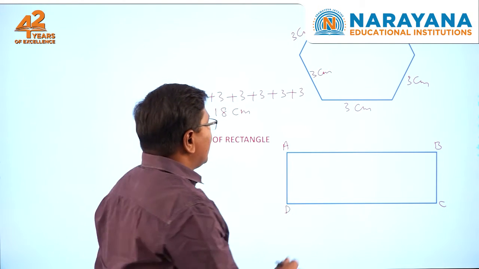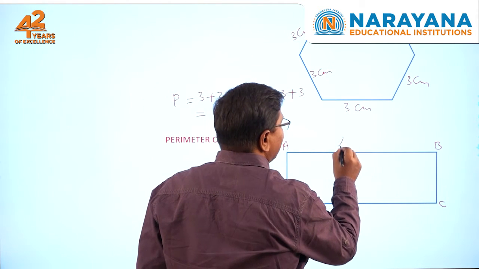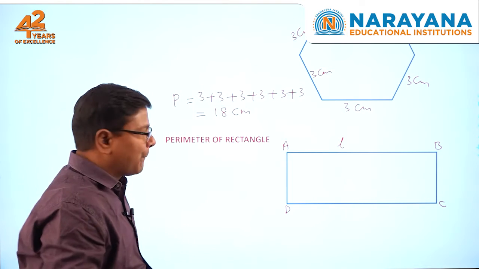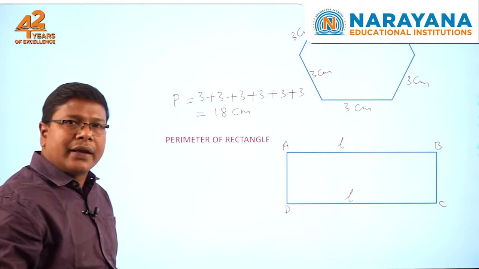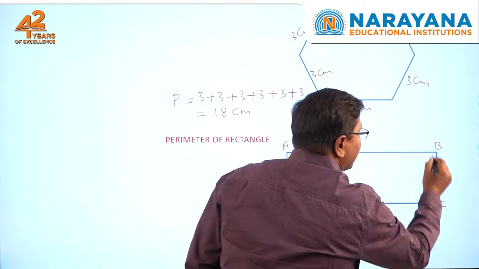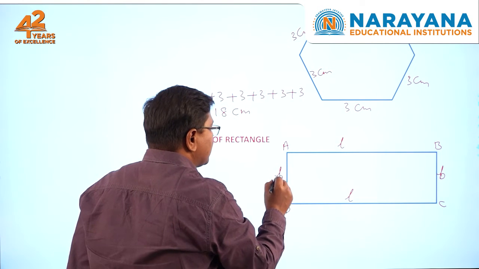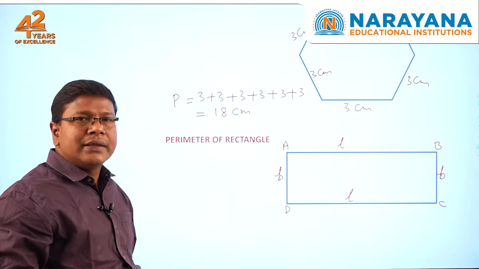It means let the length of this rectangle be L, okay. This is also L, the lengths of the rectangle are equal and the breadths are also equal. Suppose the breadth of the rectangle is B, and this is also B. Now we know perimeter is the sum of all the sides, right?